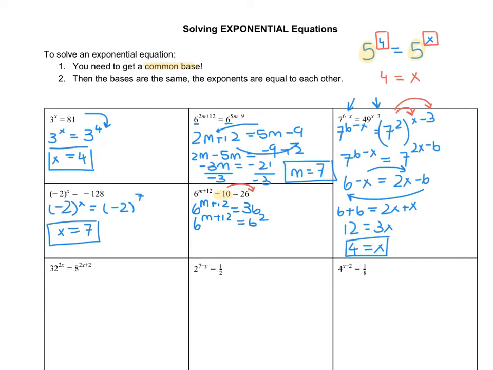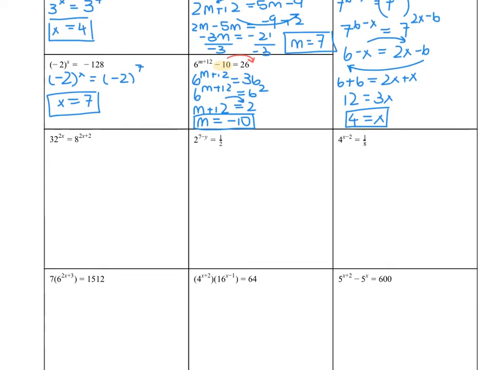Now I can set my exponents equal to each other. M plus 12 equals 2. Let's bring that 12 over and it will become negative 12. So 2 minus 12, negative 10. And there we are. All right, let's try some more.